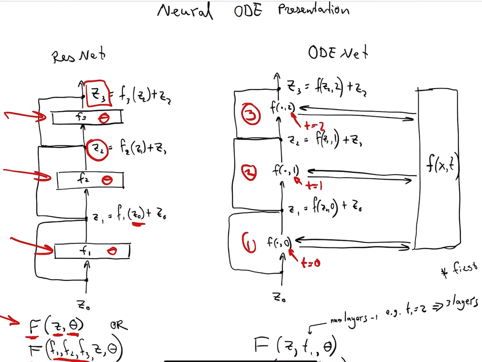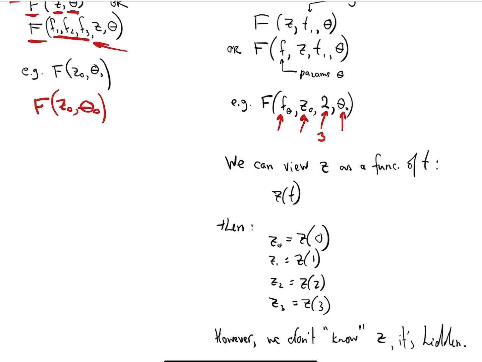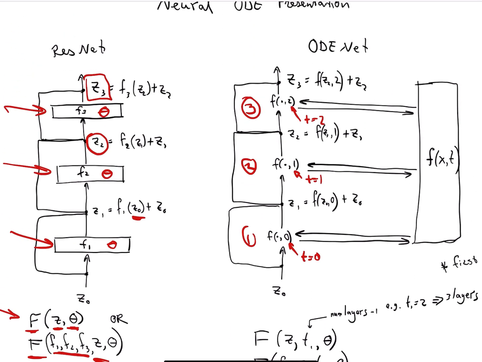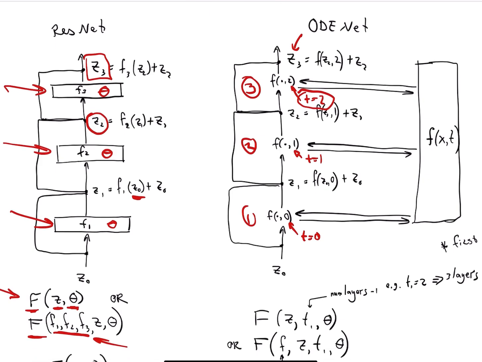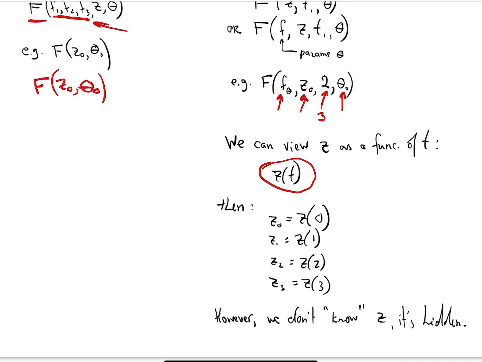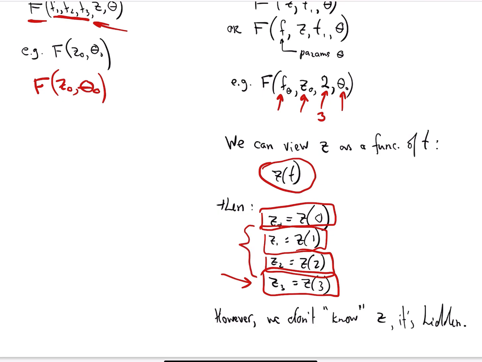So in this way, we can look at this thing on the right, the ODE net, as some function of t. What do I mean by this? Well, we can view the output z as a function of t. If we look up here, z3 really is a function where t is 2. So z3 is a function of t when t is 2. z0 is simply z at 0. z1, the intermediate value, is z at 1. z2 is z at 2. And z3 is, let's say, our final output. This is what we want to get at the output of a neural network. However, notice that we don't really know these z's. They're hidden inside the neural network.